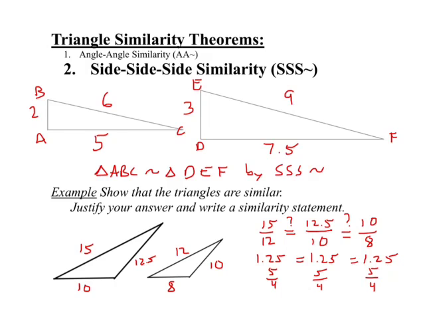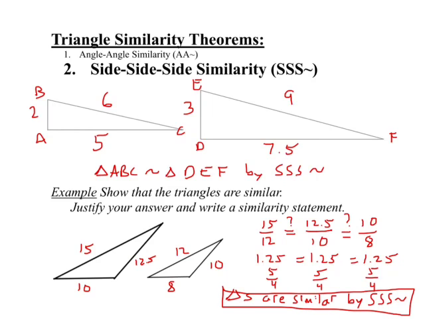And so we see that all the sides are proportional, so we can say that the triangles are, let's say, similar by the side similarity theorem. And that would be our statement there.